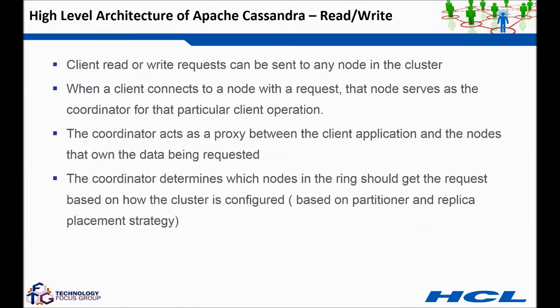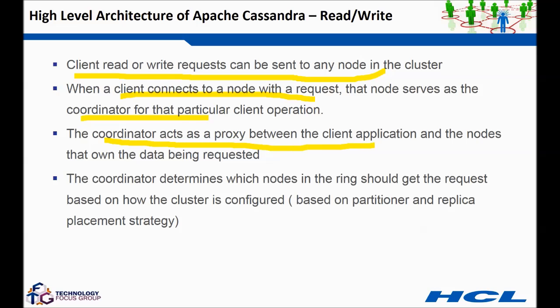Okay, continuing with the read and write process of Cassandra. A client read or write request can be sent to any node, irrespective of whether that node has that particular piece of requested data or not. When a client connects to a node with a request, that node will act as a coordinator node for that particular client operation, and this coordinator acts as a proxy between the client application and the nodes that own the data being requested.